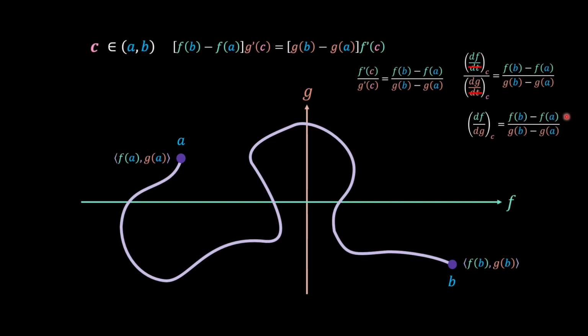Now, f of b minus f of a is the distance from f of a to f of b, and g of b minus g of a is the distance from g of a to g of b. So their quotient is this line and the slope of it. So basically what this is saying is that the derivative of f with respect to g, essentially the slope of this curve, since it's on an fg plane, at a point C is equal to this slope.